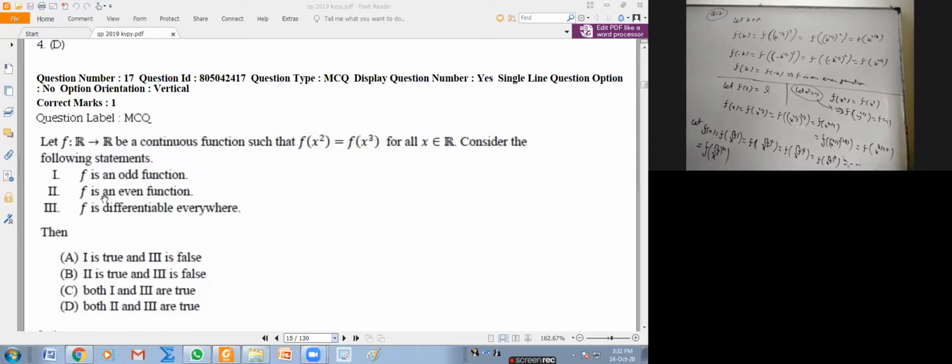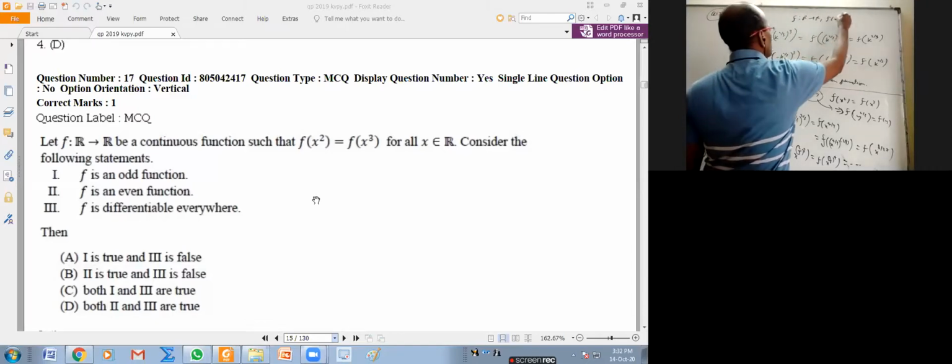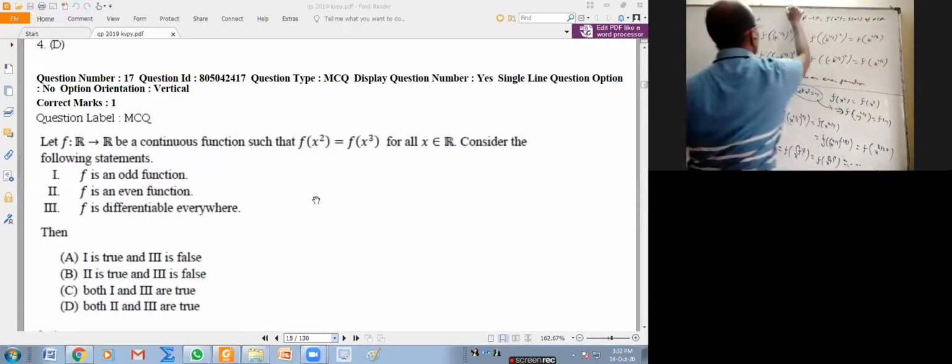They don't ask specifically what that function is, but I think with a little introspection, we can tell that it must be a constant function. Without knowing even the function, I want to tell it is an even function. So basically, only one thing is given to us: f is from R to R and f of x square equals f of x cube for all x belongs to R.